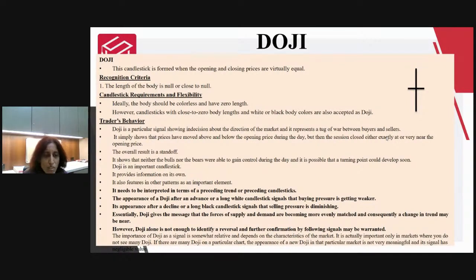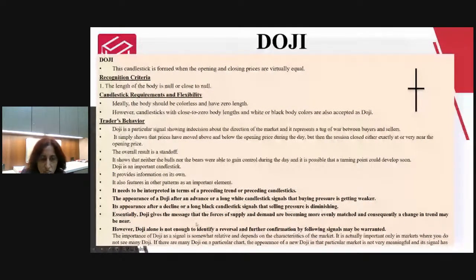Now it needs to be interpreted in terms of a preceding trend or a preceding candle. The appearance of a doji, as you can see over here, okay, after an advance or a long white or green candlestick signals that buying pressure is getting weaker, okay, and its appearance after a decline or a long black, as in red, candlestick signals that selling pressure is diminishing. So the doji might strongly show a reversal happening in the market.